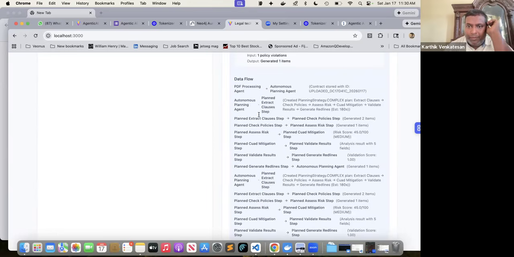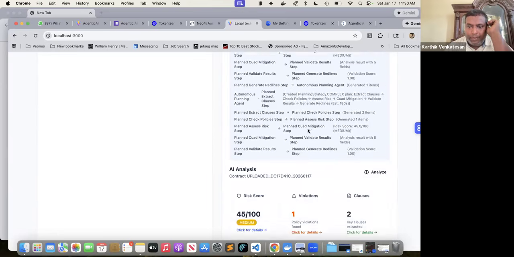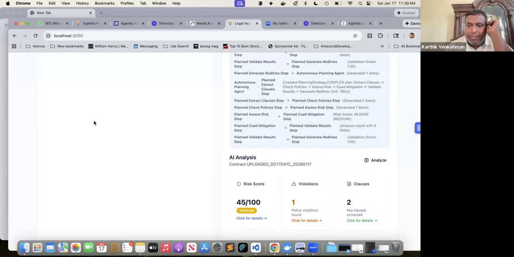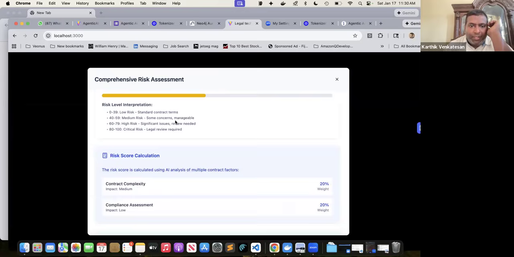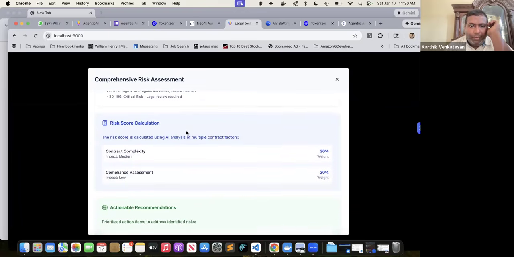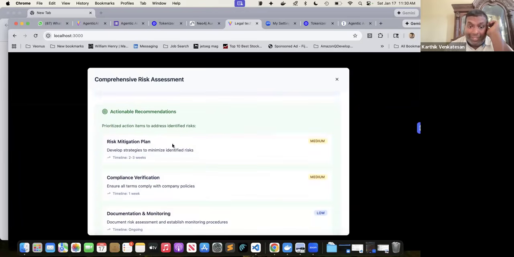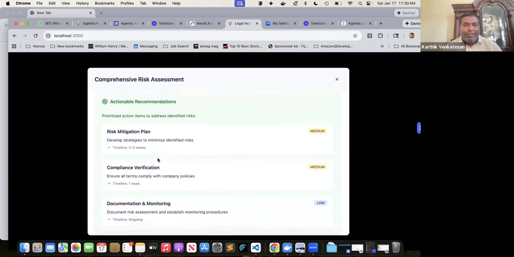And then what is the data flow? And then it gives you the risk score based on the internal policies, which I hard coded. And then you can click the details. Risk assessments, how it is calculating. What is the actionable recommendation? All these things agents are doing behind the scenes for you.